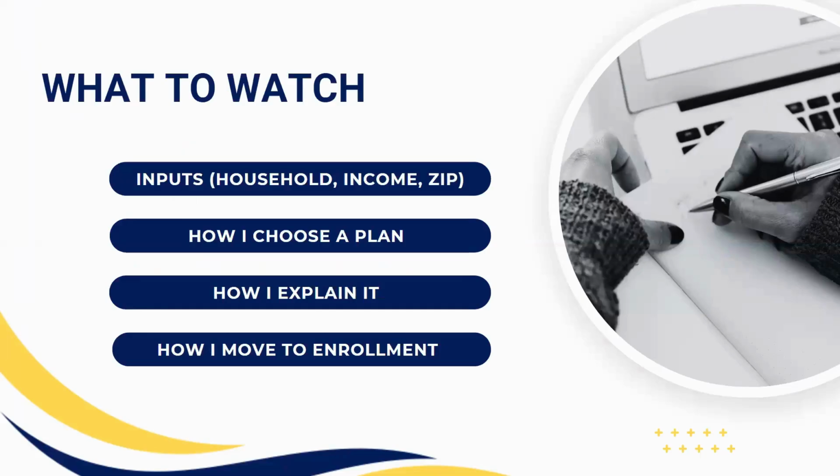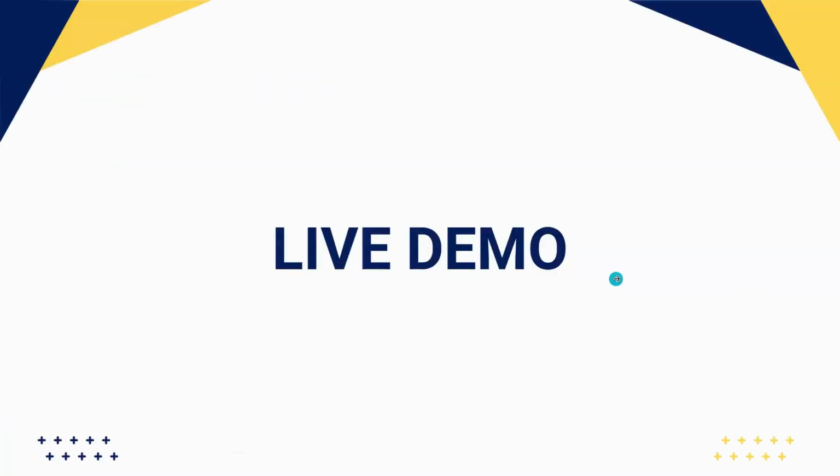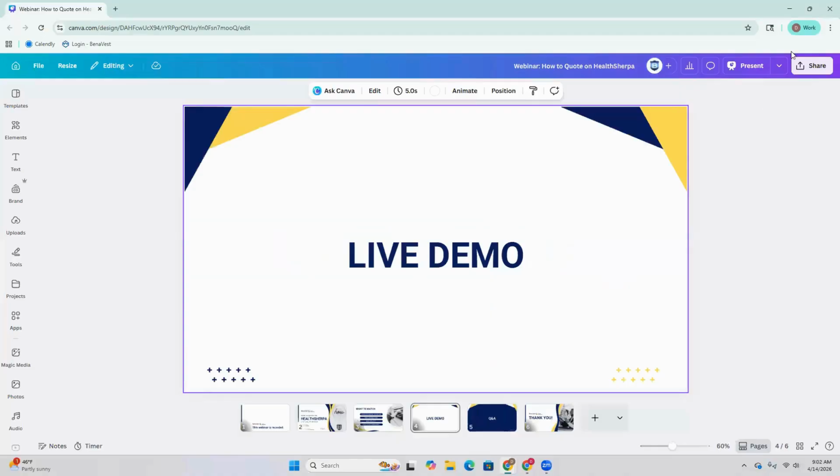Now, while we're doing this, what to watch for is what is being input into the system, household income, zip, so be mindful of that. Next up, how we choose the plan or what we figure out as far as a good plan offering. How I explain it might be different from any other agent, but again, it's completely up to what sounds good to you, what makes sense to you, and how you can present this to a client. And then obviously how we move on to enrollment. With that being said, we're just going to jump into a live demo. Let's see if my screen share works appropriately here.